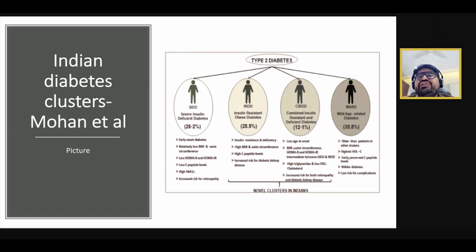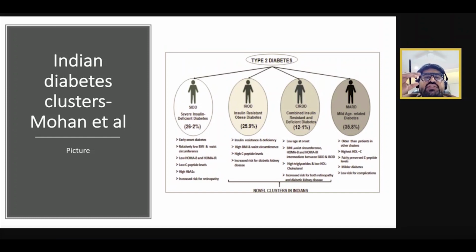Then you have combined insulin resistance and deficient diabetes, which is similar to cluster 3 of the Scandinavian countries. And then you had mild age-related diabetes, which is exactly the same as the fifth cluster of that classification. So very similar clusters, but again, in his cluster also, 35% of the patients had mild age-related diabetes. But in practice, you don't see this very commonly because they don't come to clinical attention unless you do an epidemiological study. The first, second, and third are the ones who will come to your clinical practice.